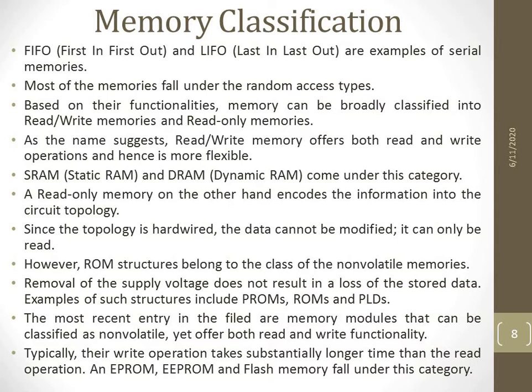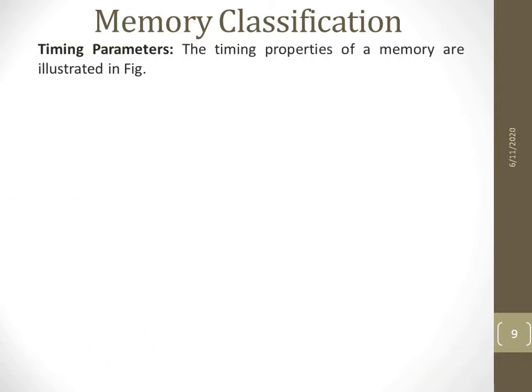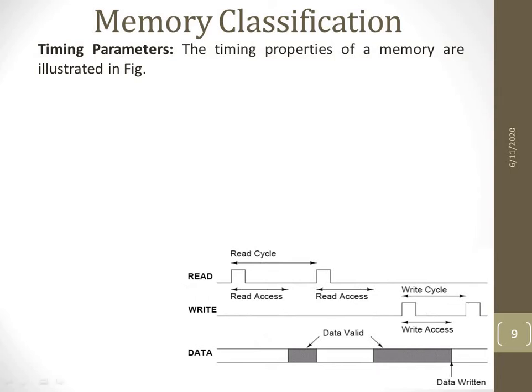The most recent entry in the field is memory modules that can be classified as non-volatile read-write memories. Typically the write operation takes substantially longer than the read operation. EPROM, EEPROM and flash fall under this category. Based on timing parameters, the timing properties of a memory are illustrated in the figure you can see here. For some time period the read cycle appears, and in the next time slot the write cycle appears.